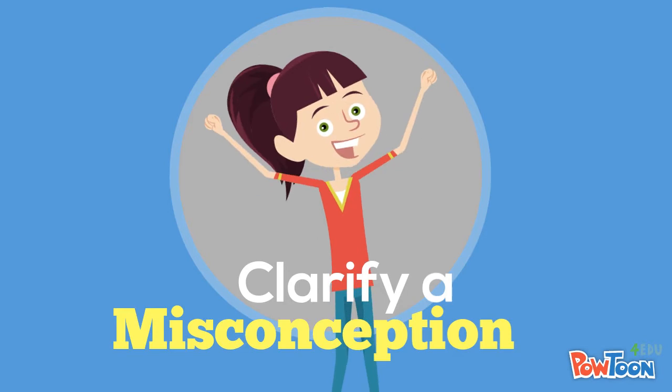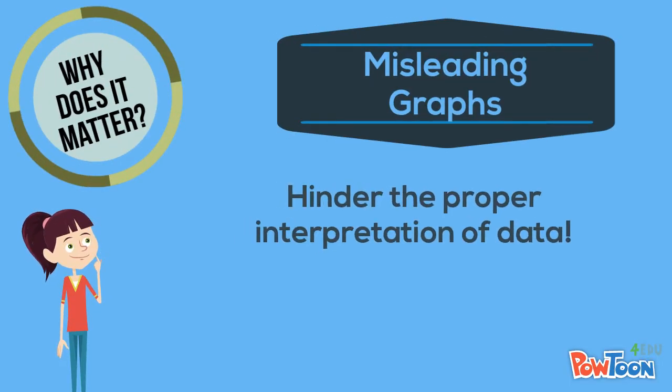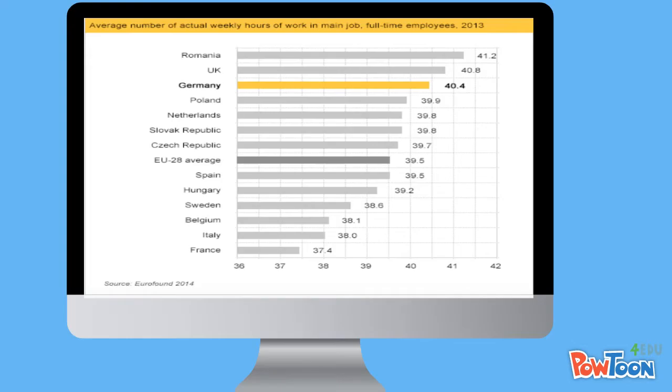Misleading graphs are not always made accidentally. They can be created to hinder the proper interpretation of data. For example, the German Economic Development Agency published this graph to boast that German workers work more hours than other EU nations. Can you see a problem with this graph? Is it misleading?